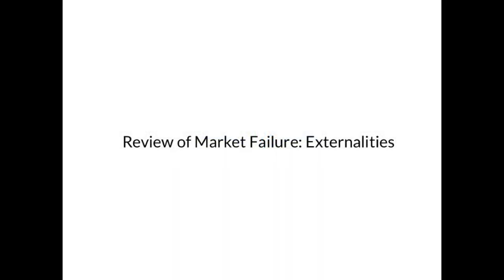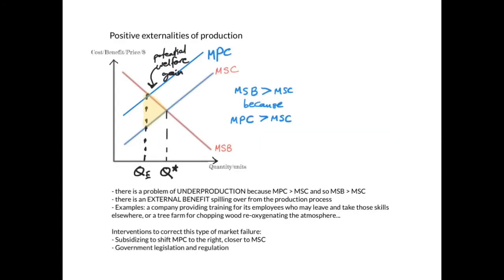In this video, I'm going to review the 4 types of externalities as examples of market failure. So the first type of market failure due to externalities is the existence of positive externalities of production.